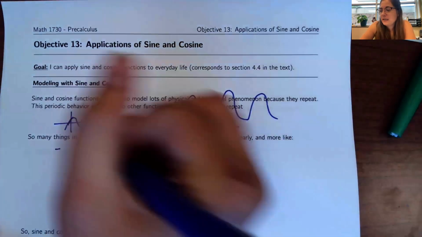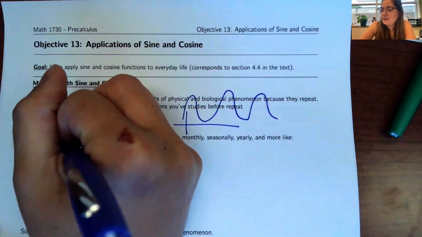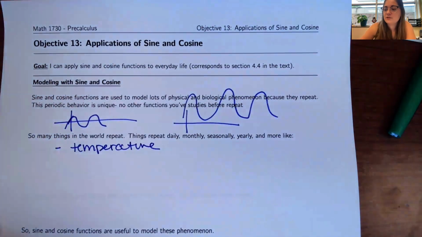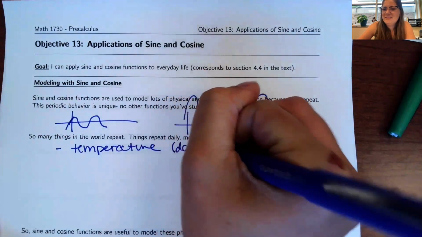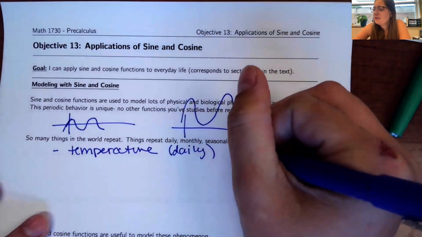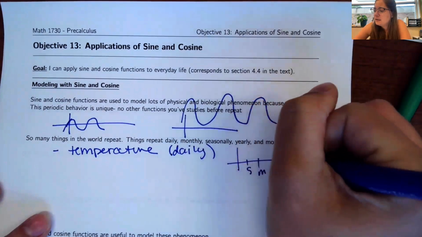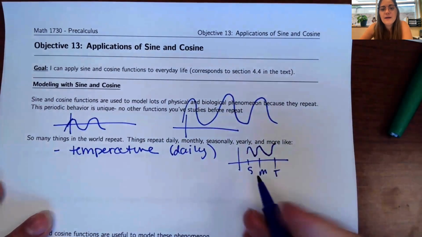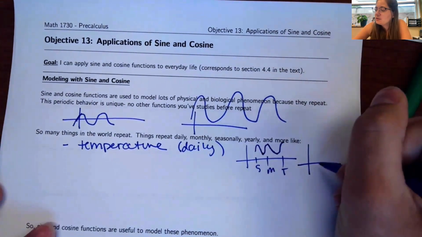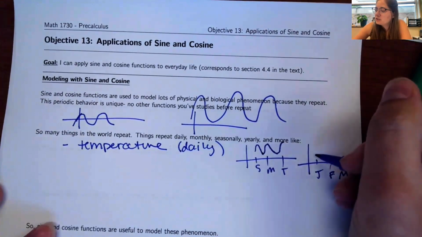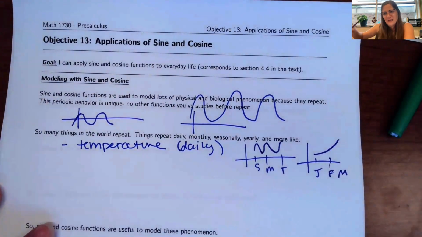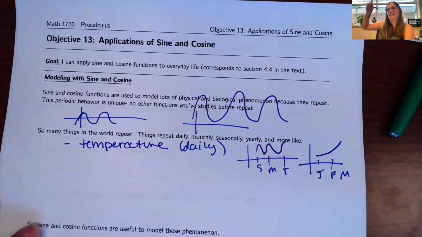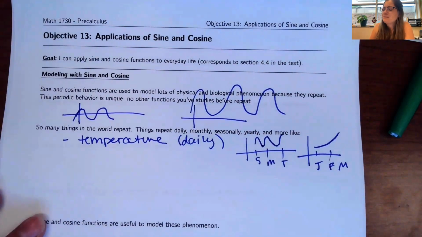One thing that might repeat is the temperature. And that might happen in a couple of ways. Temperature might repeat daily. If you look at a couple of days, say Sunday, Monday, Tuesday, we're going to have a high and then a low and then a high and then a low and then a high, right? So you'd have a daily temperature, or even yearly temperature. If we're looking at January, February, March, it's cold and then it gets up, and I'm going to run out of space, but it's going to go back down again and then up again, right? It's going to have that repeating behavior. In January, it's going to be cold again, and in the next January, it's going to be cold again, year after year after year.